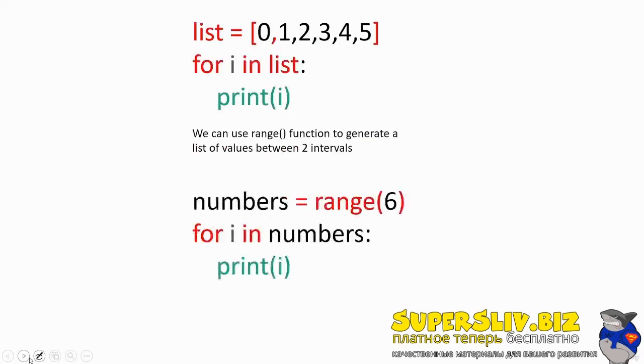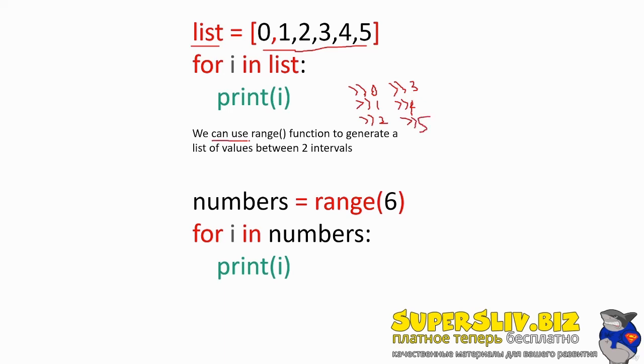Now let us see an example. Here I have created the list, then the values are 0, 1, 2, 3, 4, 5. I have created the for loop. In the first iteration, I will equal the first element of the list. So it will print the value of I. In this case, it is 0. In the second iteration, I will equal the second element of the list. That means 1. In the third iteration, it will equal the third element in the list. That means 2. In the fourth iteration, it will equal 3. In the fifth iteration, it will equal 4. In the last iteration, it will equal 5.